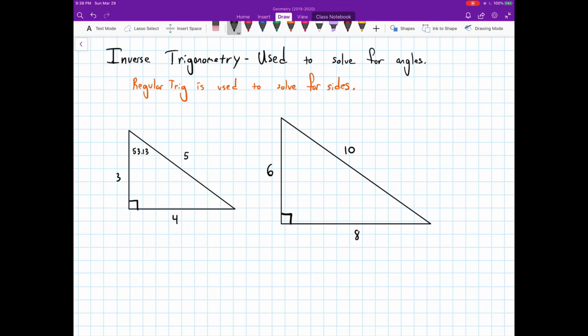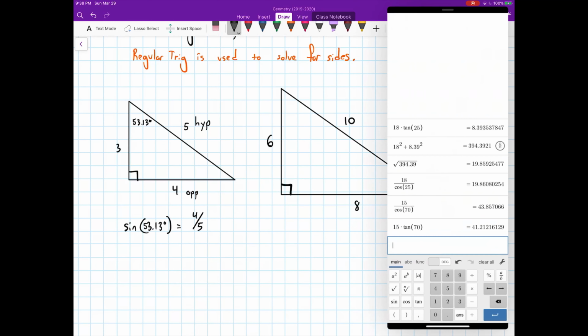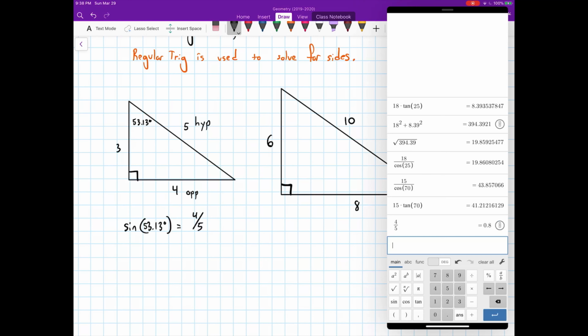To start off with inverse trig, I'm going to talk about the idea behind it. It works like this. I know that sine of 53.13 degrees is equal to the opposite over the hypotenuse, so this is going to be equal to 4 over 5. And 4 over 5 is about 0.8.